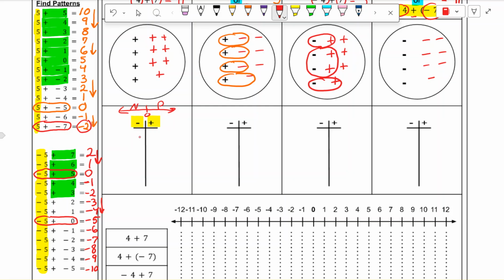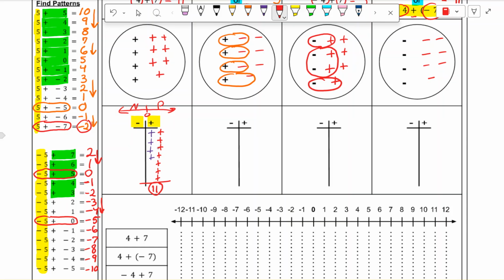Okay, so let's start. What are we going to populate the t-chart with? Well, 4 positives. So 1, 2, 3, 4. And then we're going to add 7 more positives. So here we go. 1, 2, 3, 4, 5, 6, 7. And then we kind of just add all of those together, and we find out that we have 11 positives. And that's the answer, 11.